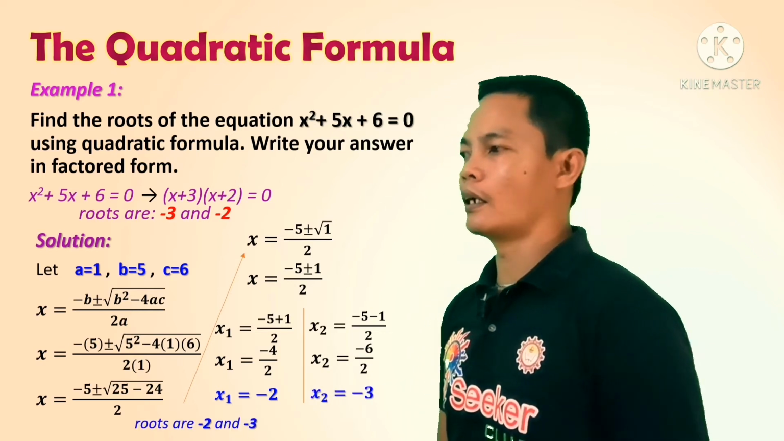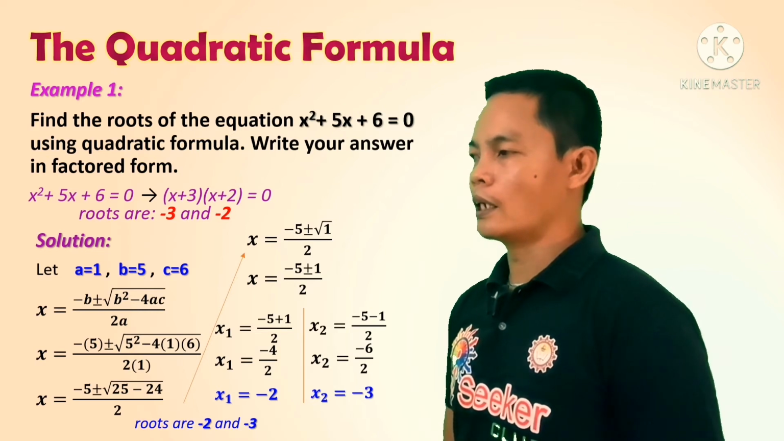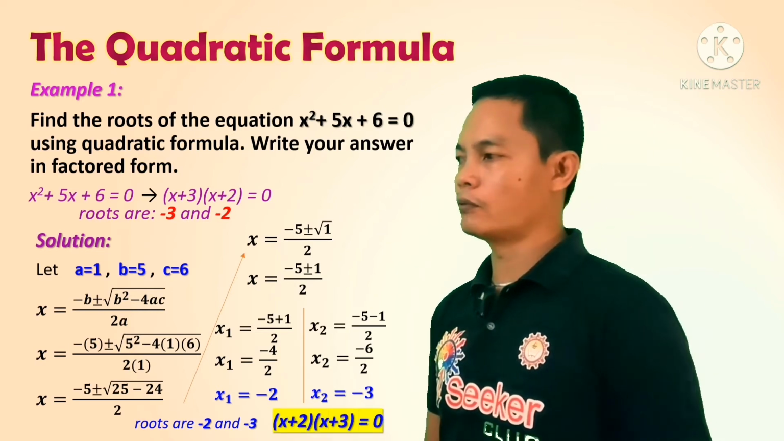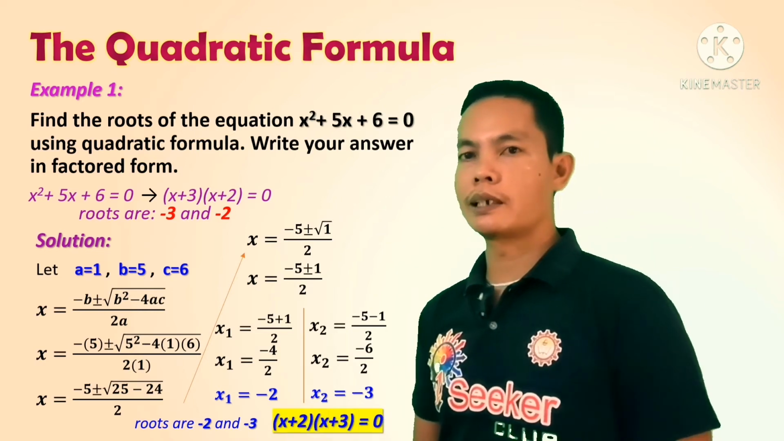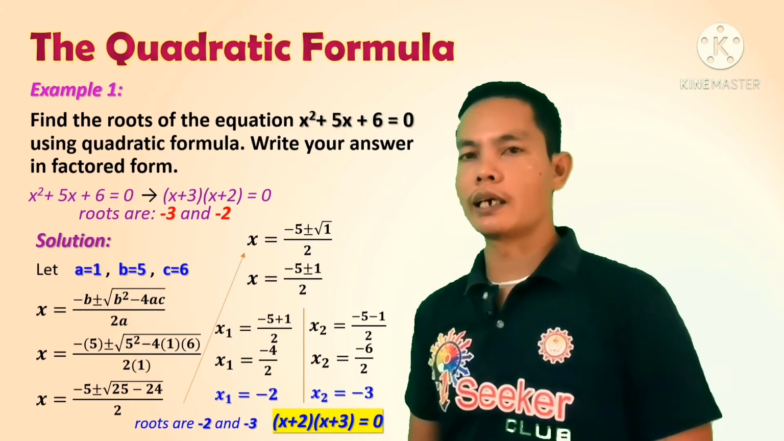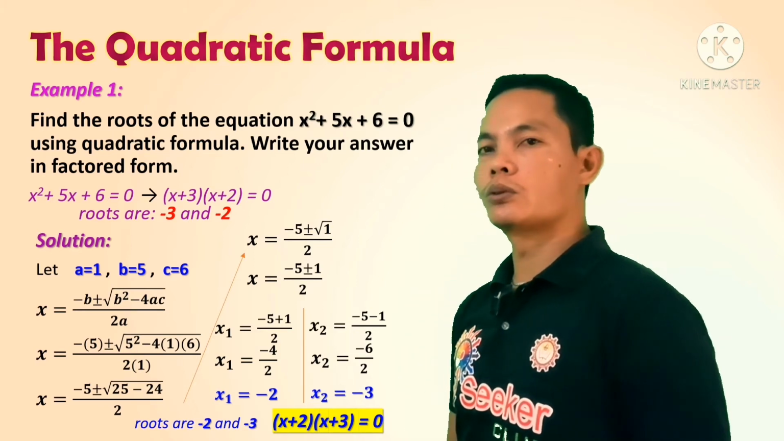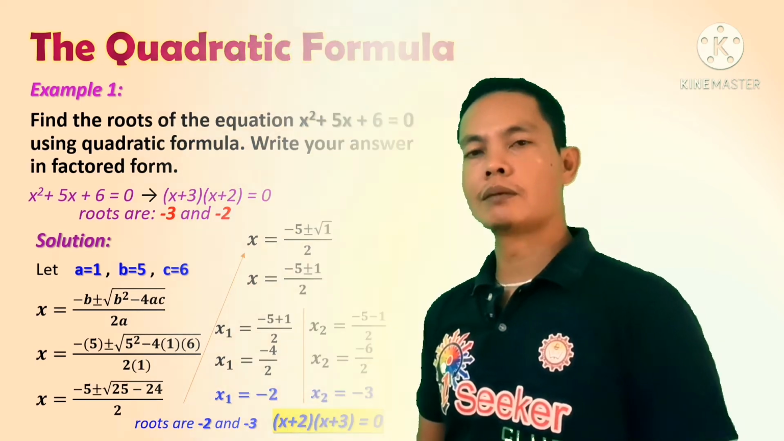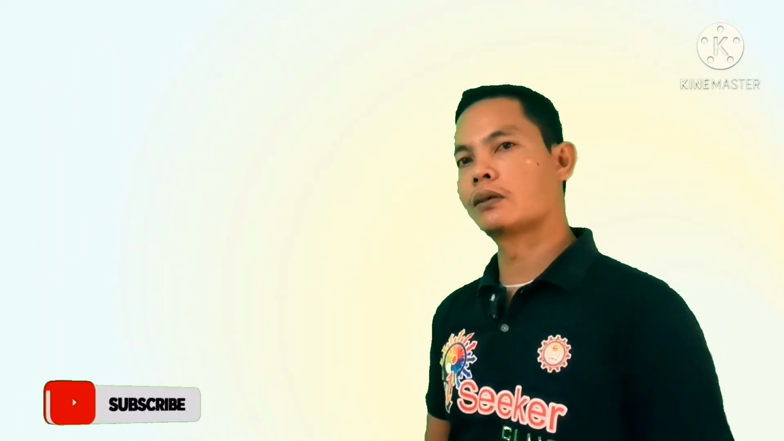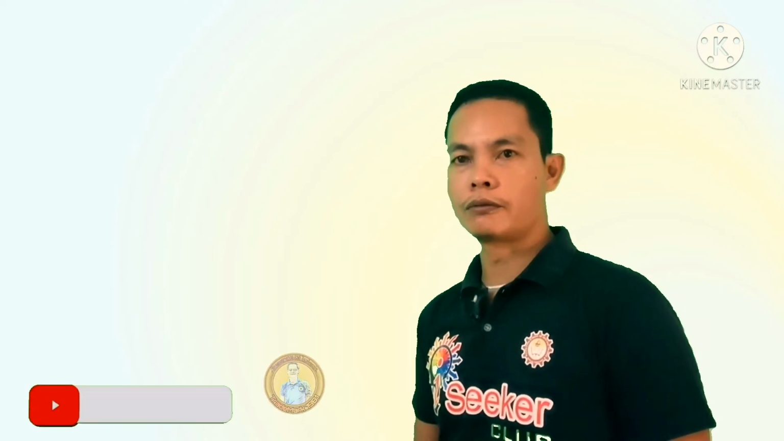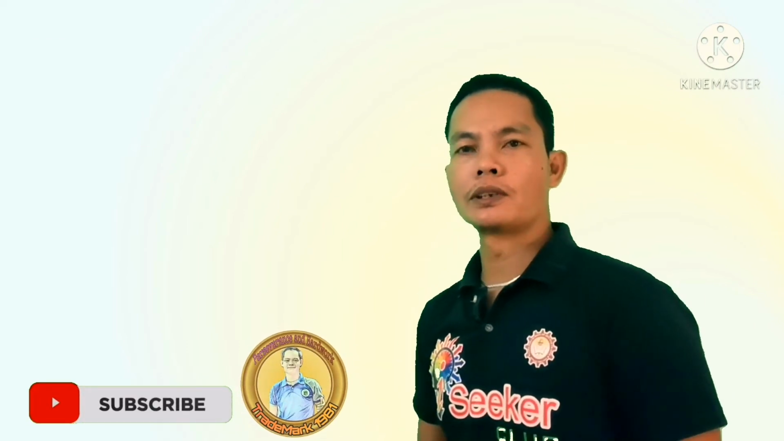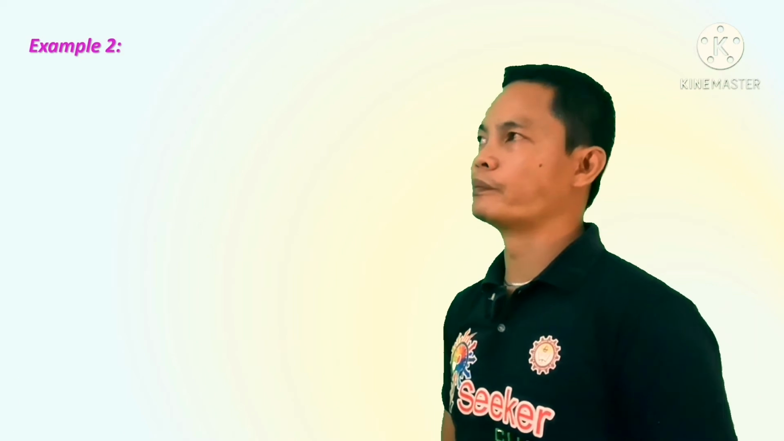Then the roots are negative 2 and negative 3, and the factored form is x plus 2 times quantity x plus 3 equals to 0. So, ibig sabihin, pareho lang yung sagot sa pag-factor at paggamit ng quadratic formula. Let's proceed to example number 2.